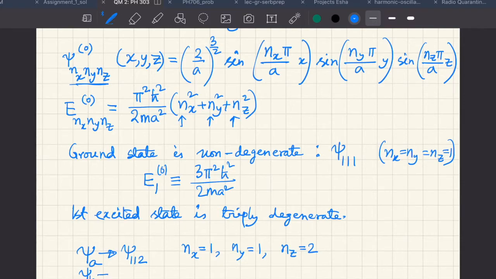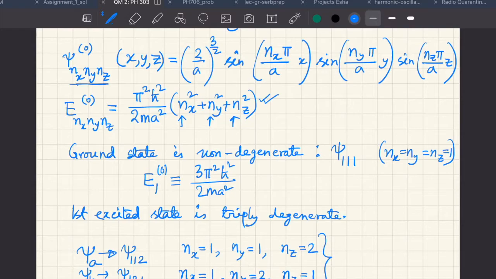Similarly, psi 1 2 1 is psi b, that means nx can be 1, ny can be 2 and nz can be 1. And psi c is 2 1 1, that means nx can be 2, ny can be 1 and nz can be 1. See, all these are combinations of different 1s and 2s, but when they combine, they give you this value for nx square plus ny square plus nz square to be equal to 6.